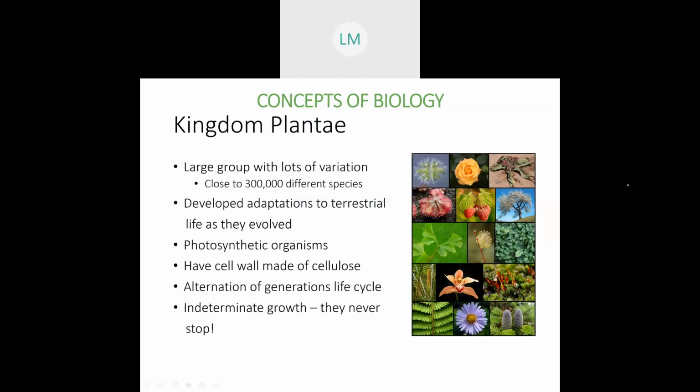Okay. So in general, this plant kingdom is a huge kingdom. There's a ton of variation that we see in this group, close to 300,000 different species. And as they have evolved, they have developed adaptations to be on land. So the early plants that we see were completely dependent on the water, and now they have evolved to live in some pretty dry places, right? We think of cactuses that live in the desert. Plants that have evolved these adaptations to be a little bit more distant from the water.